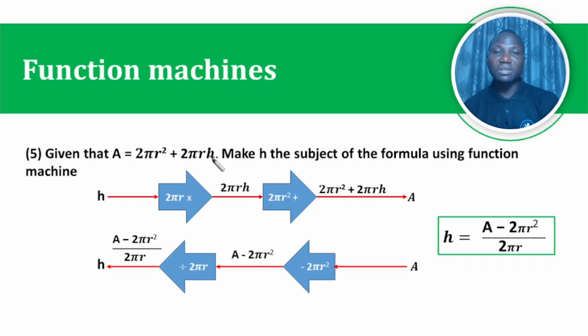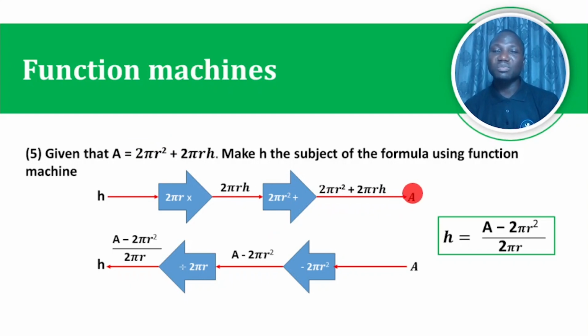Now this 2 pi r h, we can see clearly again that it has been added to this expression. Therefore the function of this second machine is to add 2 pi r squared to what is coming into it. So this second machine will add 2 pi r squared to what is coming into it. Therefore, we have 2 pi r squared plus 2 pi r h equal to a.